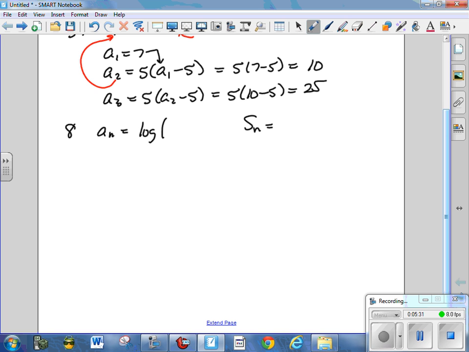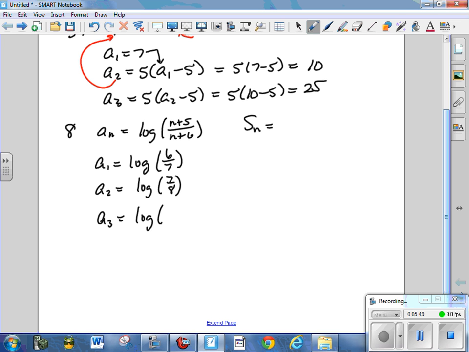A sub n is log of n plus 5 over n plus 6. So a sub 1 is log of 6/7. A sub 2 is log of 7/8. A sub 3 is log of 8/9, and so forth. Now, how do you find the sums? Well, you add them up. So S sub 1 is just log of 6/7. It's just one term. S sub 2 is log of 6/7 plus log of 7/8.